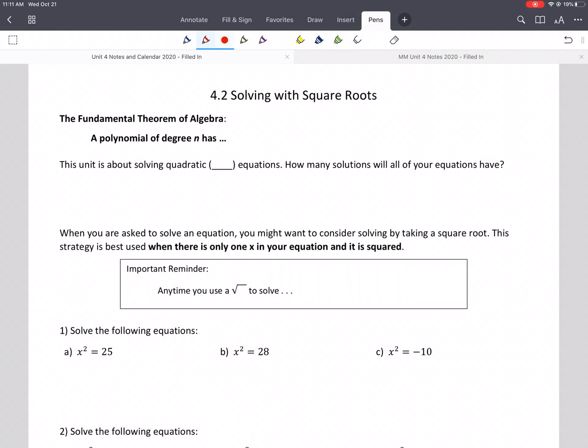And welcome to 4.2, solving with square roots. In this unit, we're talking about basically 4 ways to solve quadratics. 4.2 leads into 4.3, but this is a small section that builds on to 4.3. So anyways, today we're going to solve using square roots. I think you'll like this one, it's not too bad.